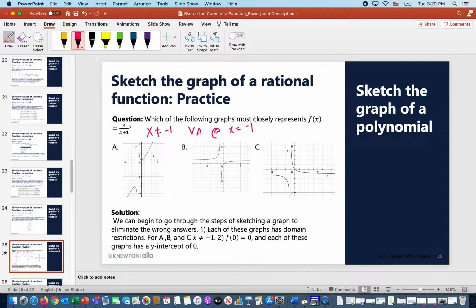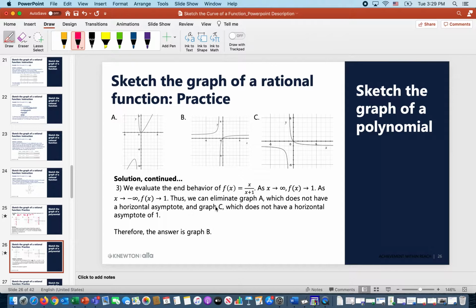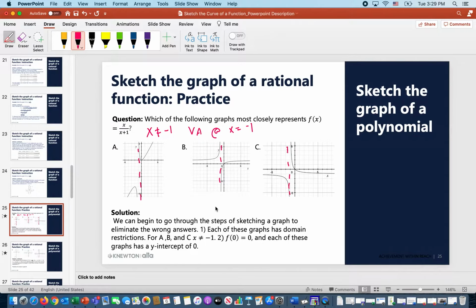So when we look at this, you'll notice that I have a vertical asymptote in A at -1, in B at -1, and in C at -1. So vertical asymptotes everywhere. I can't really eliminate an answer yet. If we go in and take a look at step 2, sorry I kept going back and forth, I'm going to plug in 0 for x.